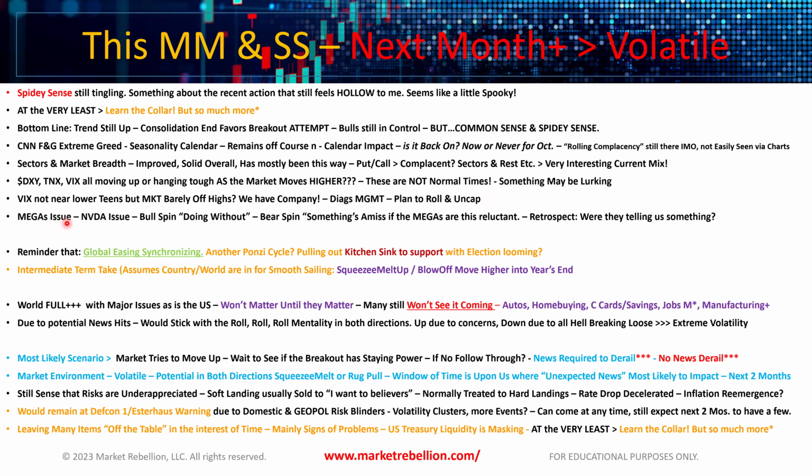I will try to remember to cover some EOA, by the way, at the end of this today. The issue I see, though, is a mega issue, an NVIDIA issue. We'll look at that, but the bull spin would be that the market's doing it without them. And the bear spin would be something's amiss if the megas are this reluctant.